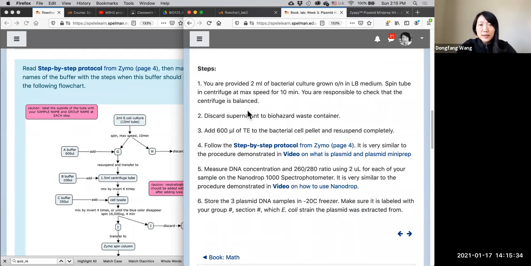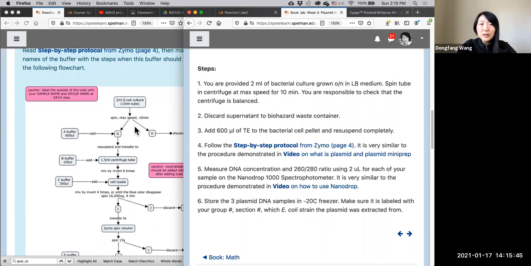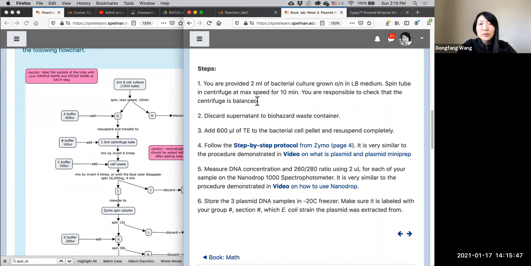So the first step is to start with 2 milliliters of E. coli overnight culture. We can see that this is already represented on the flowchart. And then the second step is to perform centrifugation. This is going to separate the cells away from the culturing media. So here's step number 2. We're going to discard the supernatant and keep the pellet. You can see right here.